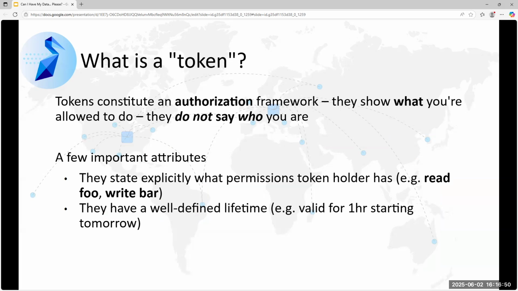There are a few important attributes that tokens carry. The first, again, is that they state explicitly what you're allowed to do. And the second, I think worth noting, is they have well-defined lifetimes. So unlike a password, which exists and exists and exists until you change it, a token at its creation time is given a well-defined birth and death.